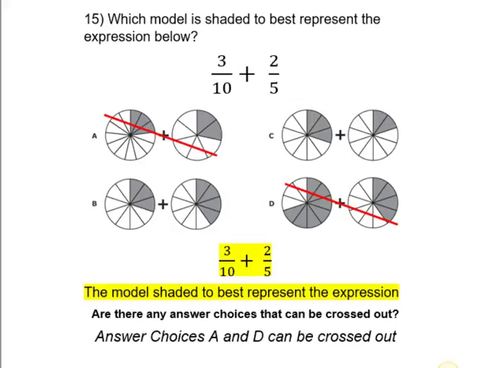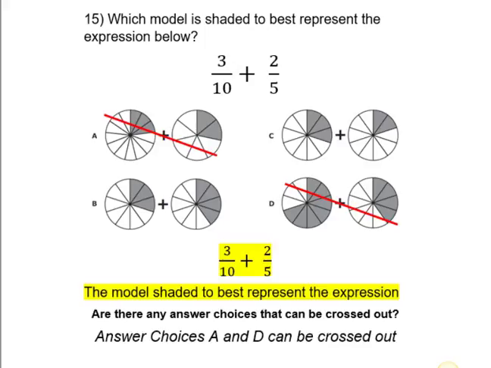So let's take a look. The 3/10 for the first graph for A is correct. However, there's 2, 4, 6, 7. For answer choice A, that's 2/7. That's incorrect. And also for D, that's incorrect as well because the first graph is shaded incorrectly. It has the 7 shaded as opposed to the 3. In looking at B and C, which answer choice is correct?